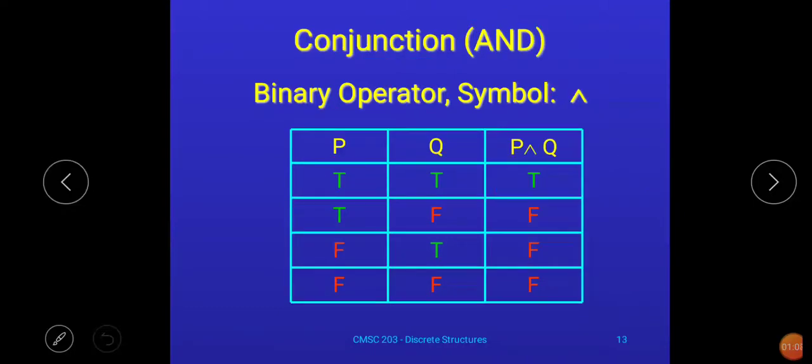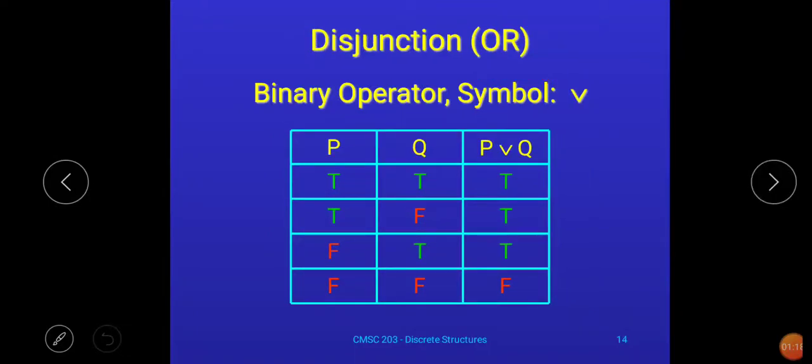In case of AND, if both are true, then output will be true. Now see in case of OR, how to remember this. In case of OR, if both are false, then only output will be false, otherwise output will be true. That is, if both are true, output will be true. If first is true and second is false, output will be true. If first is false and second is true, output will be true again. But if both are false, then output will be false.